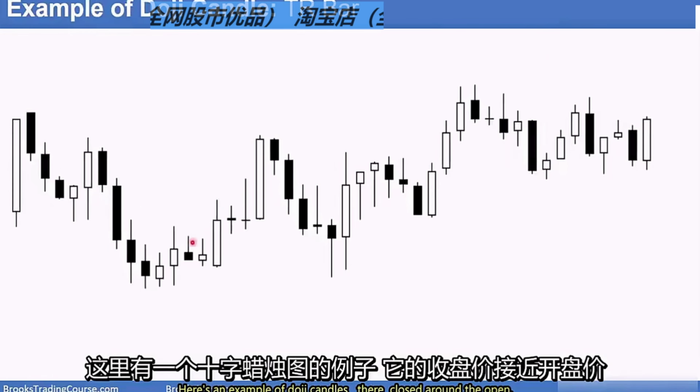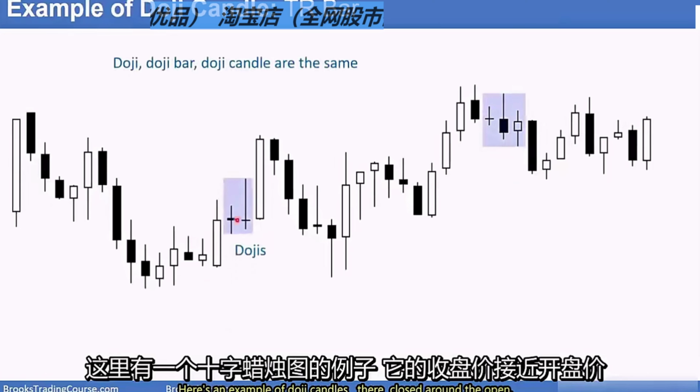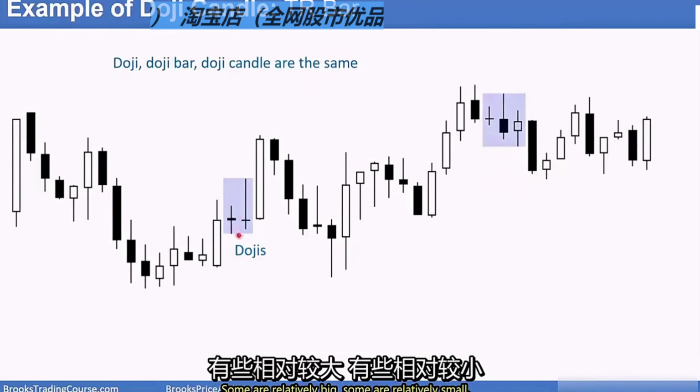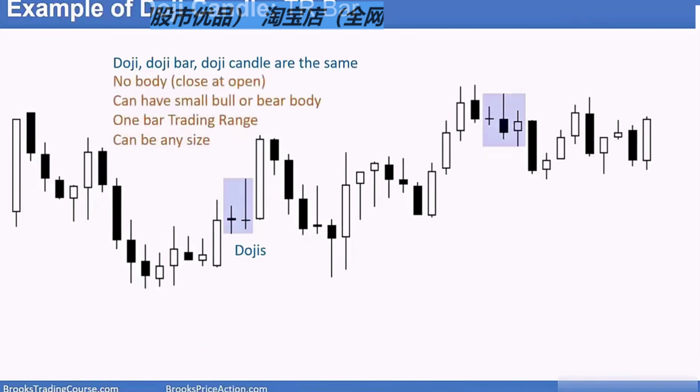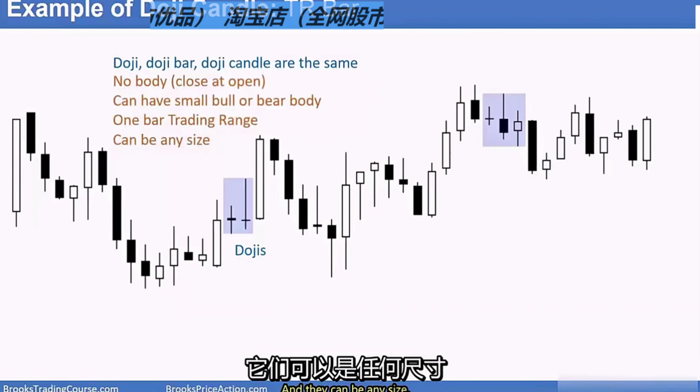Here's an example of doji candles right there. Closed around the open. Some are relatively big, some are relatively small, and every doji bar is a 1-bar trading range. And they can be any size.